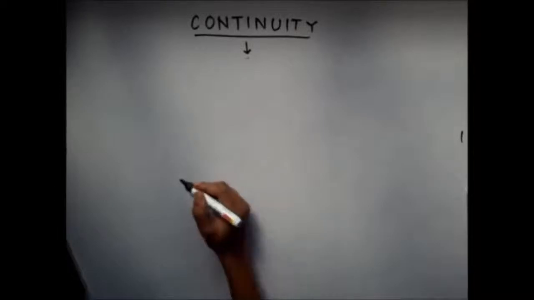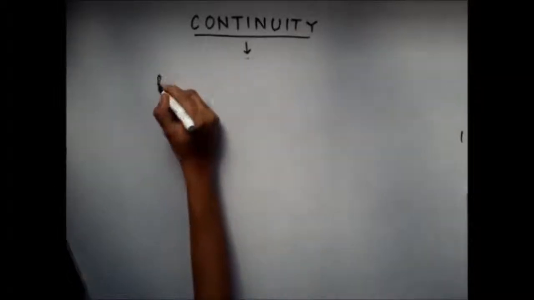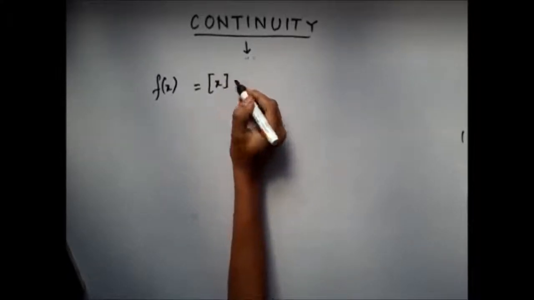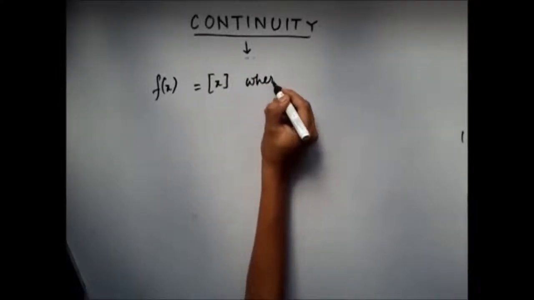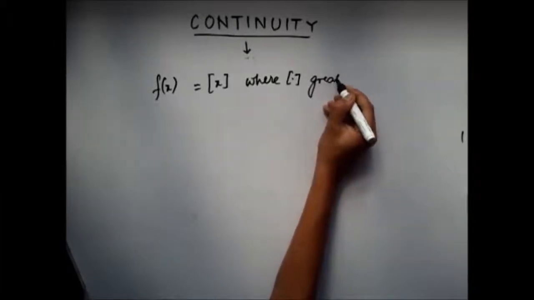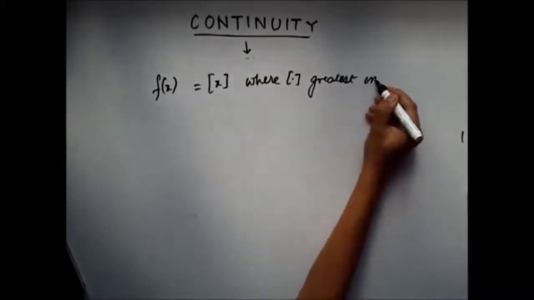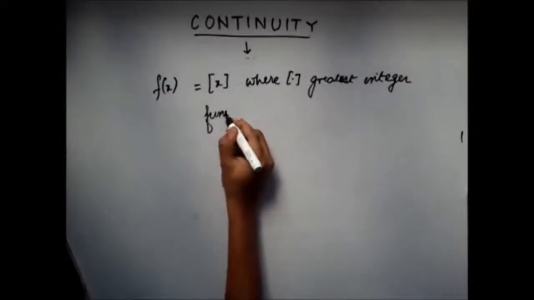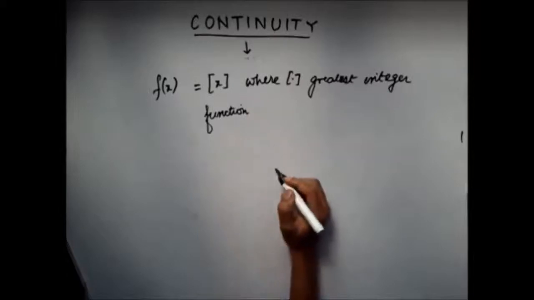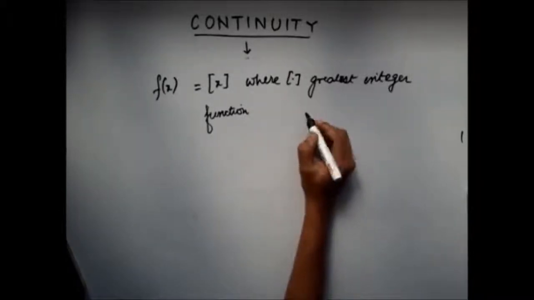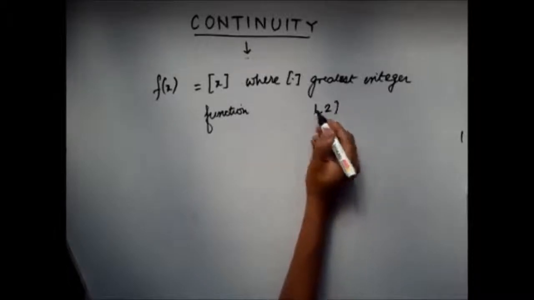The question is, f of x is box of x, where this denotes the greatest integer function. Okay. Now you need to discuss the continuity in the interval 1 to 2.